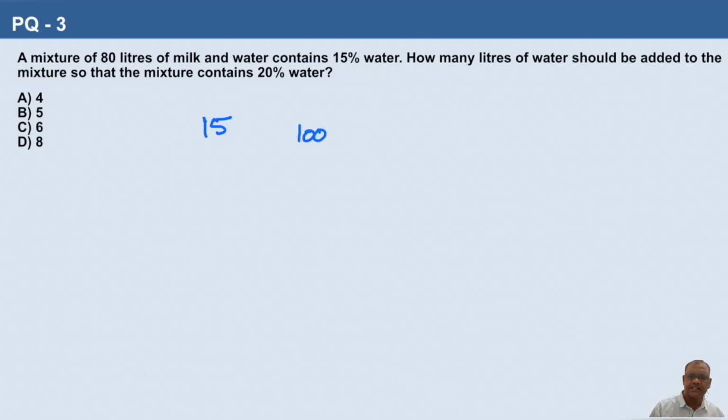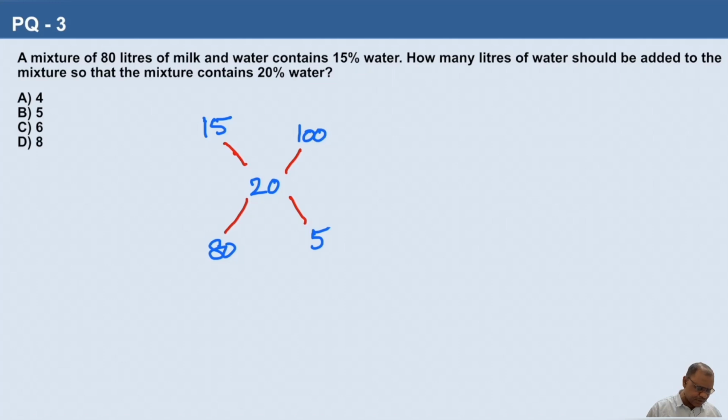Only water contains 100% water. There is no milk in the quantity that we are adding. So the resultant is 20% water. Now let us find out the differences. 15 and 20, the difference is 5. 100 and 20, the difference is 80.